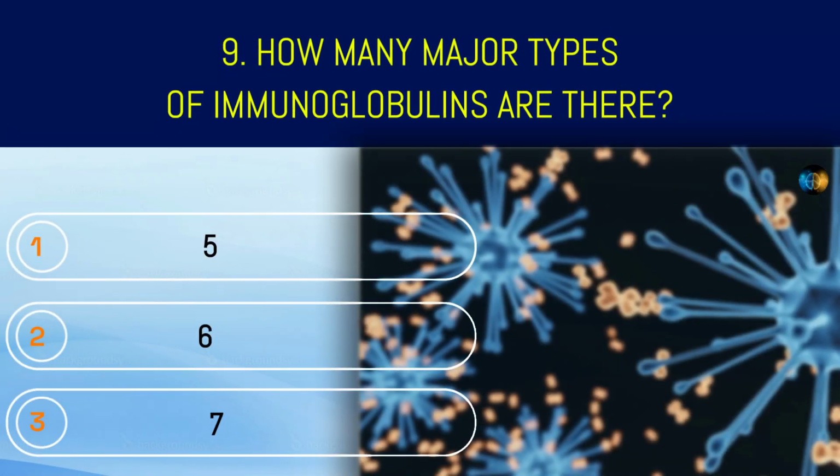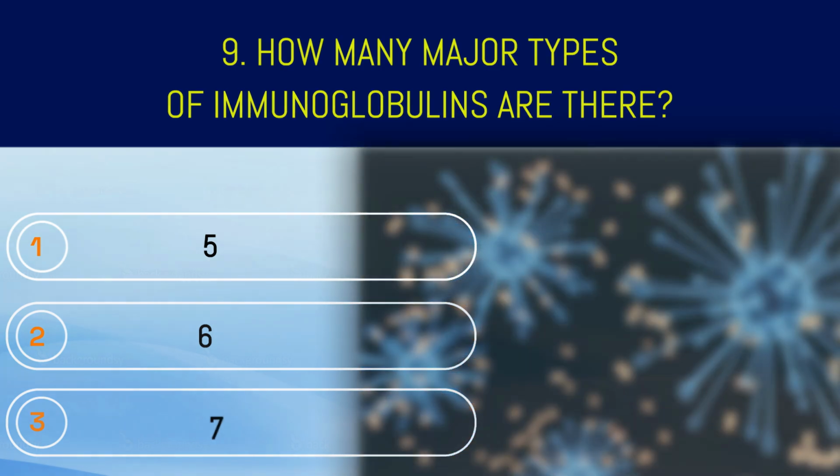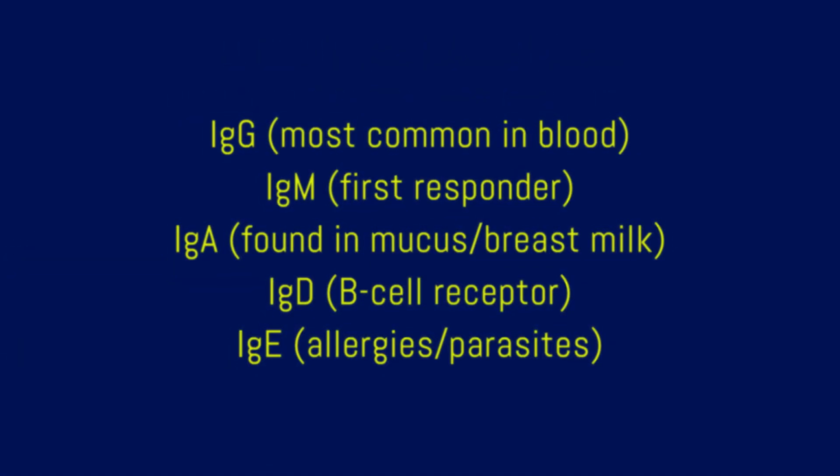How many major types of immunoglobulins are there? 5, 6, or 7? 5. Immunoglobulin G, M, A, D, and E.